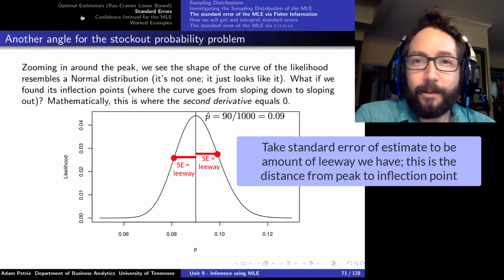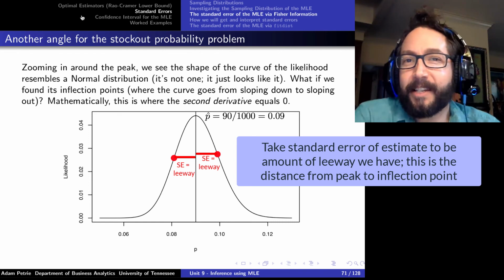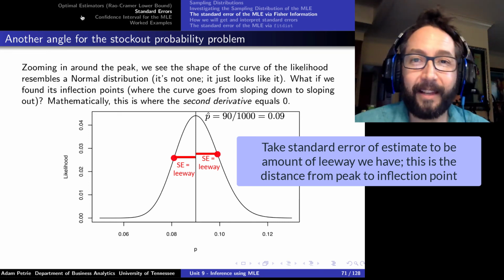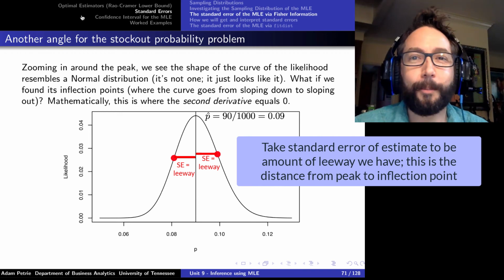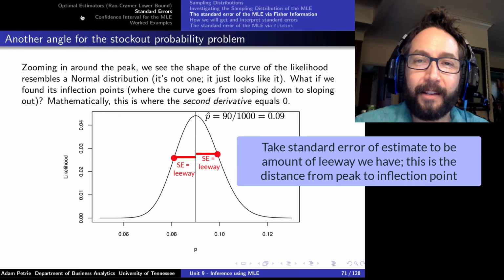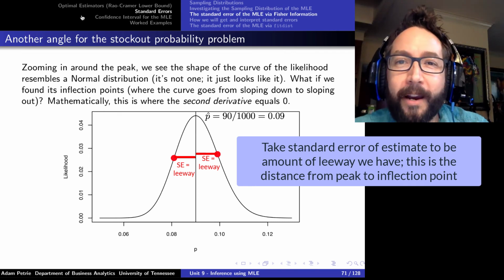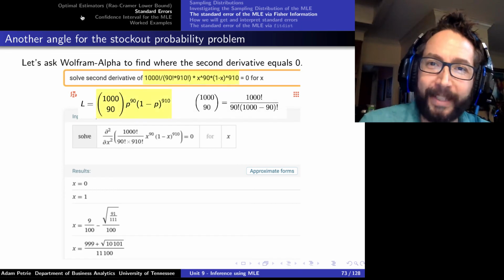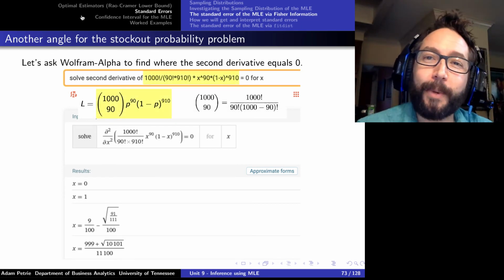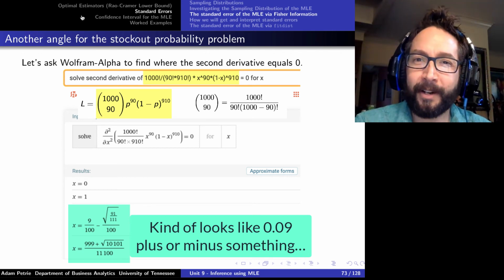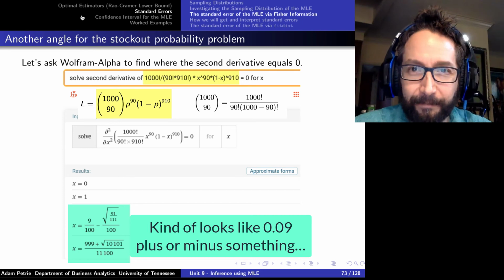So let's use as our measure of leeway the distance between the peak and where the inflection point is on that likelihood. So where it goes from sloping downward ever more quickly to sloping outward ever more gently. And so we can ask Wolfram Alpha, where do those inflection points occur? And after throwing that into Wolfram Alpha, we get some answers. We get 2 inflection points. They kind of look like 9 over 100, that 0.09, the location of the peak, plus or minus something.